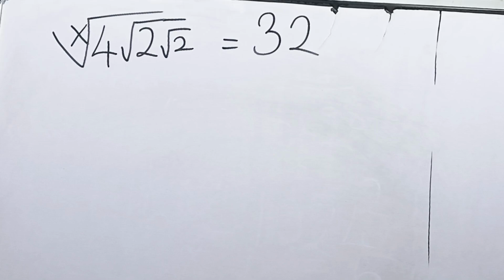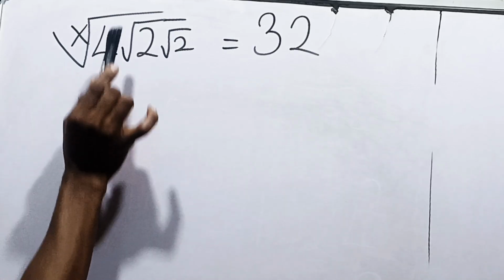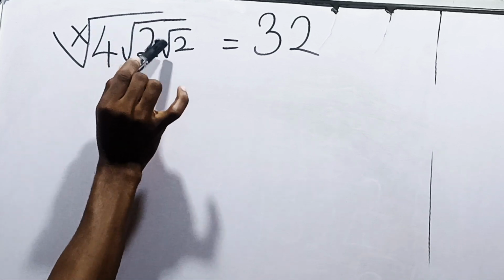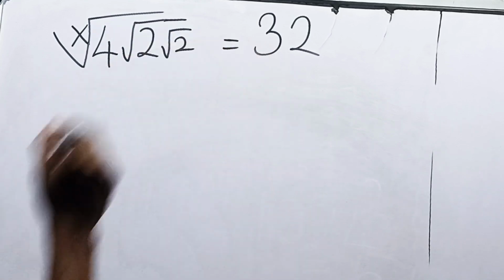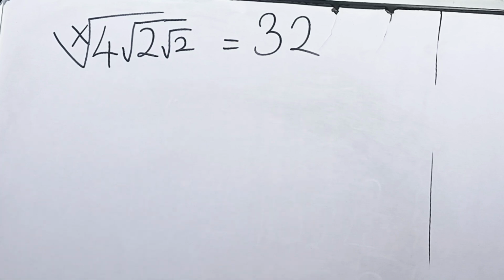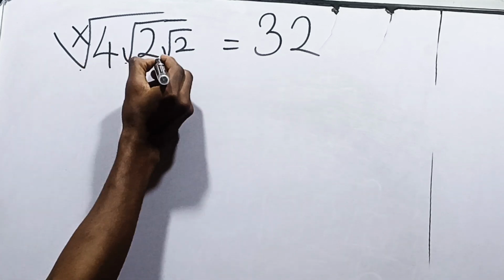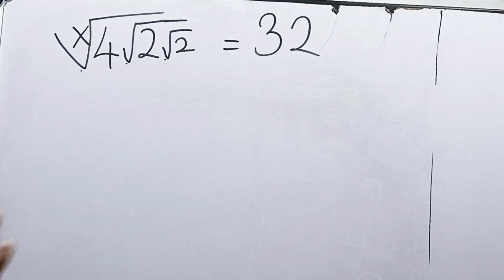Let's solve this question together. It says x root of 4 root 2 root 2, and we're going to solve this and it's equal to 32. Now how do we do this? It looks confusing, right? Because there are three square root signs. But I'll simplify this in the best way I can to make it easy. So let's do this together.